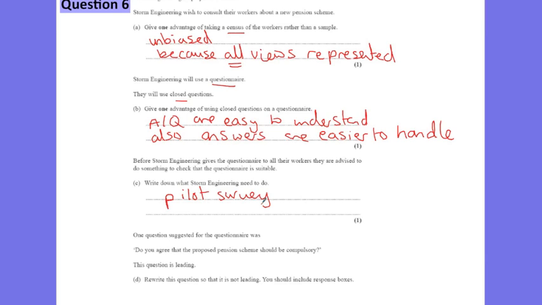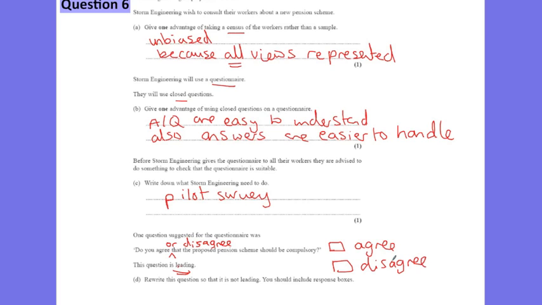1 question suggested for the questionnaire was, "Do you agree that the proposed pension scheme should be compulsory?" This question's leading. Do you agree? Rewrite this question so that it's not leading. You need to include response boxes. So you could just adapt this question. Do you agree or disagree? You could give people the option of disagreeing. Do you agree or disagree that the proposed pension scheme should be compulsory? Response boxes, agree. Second response box, disagree.